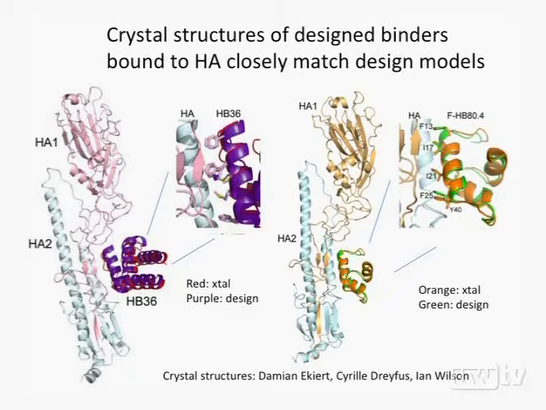And we were quite excited when our collaborators solved the crystal structures of these two proteins I've been telling you about bound to the virus. So here's the viral hemagglutinin. The design is, what does it say? In purple, that was where we thought it was going to bind. And then in red is the crystal structure. So it really binds. The crystal structure is almost exactly like the design model.